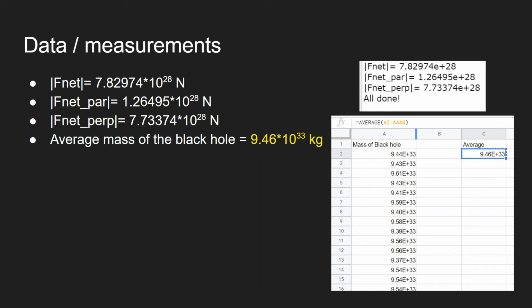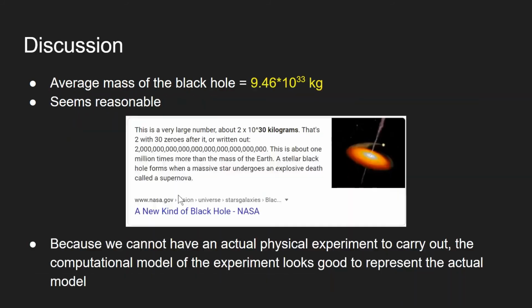1.26495 times 10 to the 28 newtons. F net perpendicular was 7.73374 times 10 to the 28 newtons. And average mass of black hole was 9.46 times 10 to the 33 kilograms. And I've used the equation average in spreadsheet to calculate the average mass of the black hole.